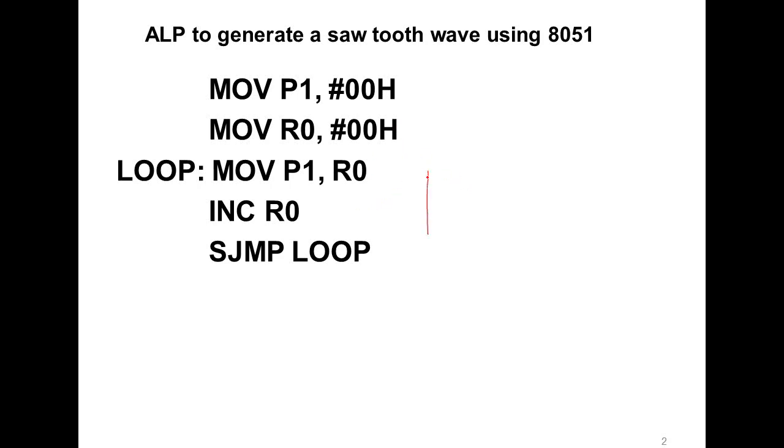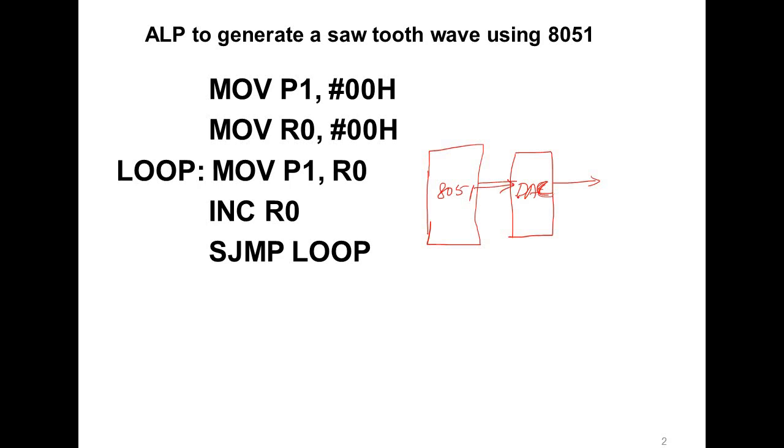So here let us assume how to interface a DAC. Here is the 8051, and we are connecting a DAC because we need a digital to analog converter to convert our digital output into analog form, because your microcontroller always gives digital output. It is a digital device.